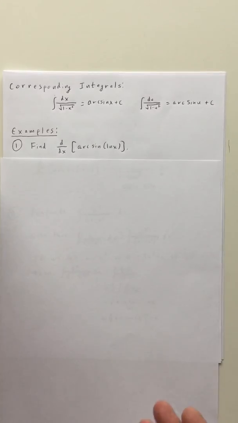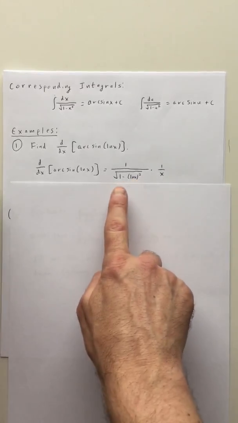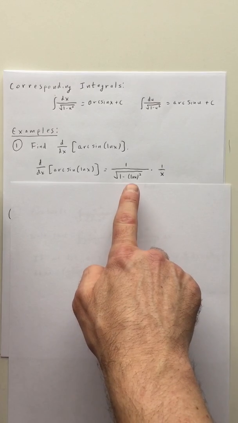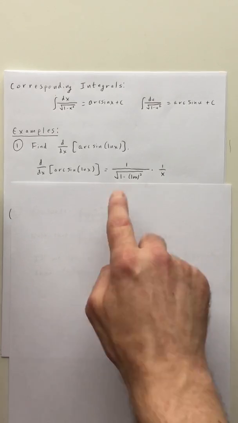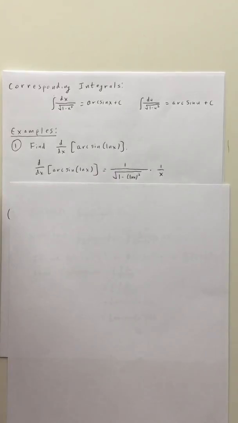The derivative of the outer function, that was the formula we just learned. The derivative of arc sine is 1 over the square root of 1 minus x squared, but it's not x squared. We put the inner function in place of x. So we get 1 over the square root of 1 minus ln of x in parentheses squared, and then times the derivative of the inner function. The derivative of ln of x is 1 over x, and we learned that back in section 6.4.